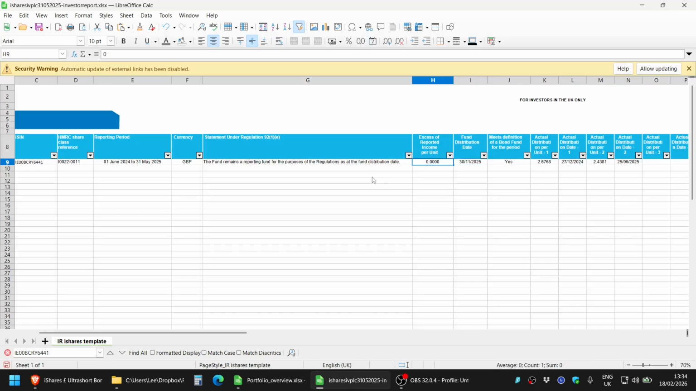This is where my question comes in about whether the conventional wisdom of having distributing ones outside of tax wrappers makes sense, because sometimes it's 0. Well, a lot of the time it's 0 for these distributing ones, because all that means is all of the income was actually distributed this year. But it's not always the case. That's the thing.